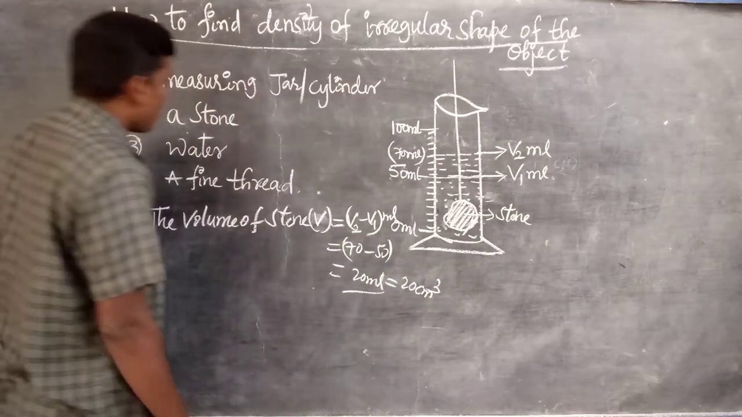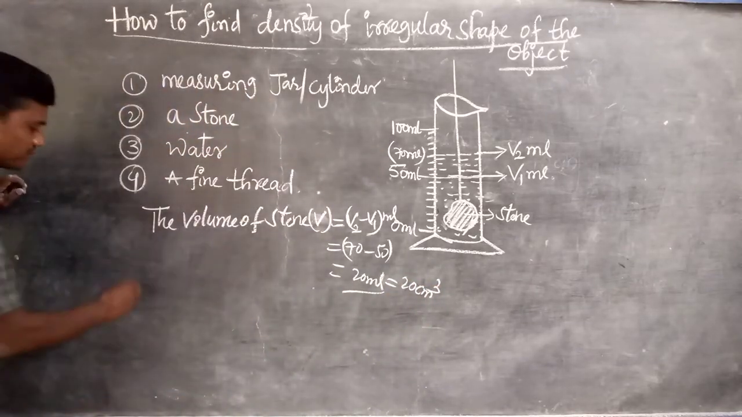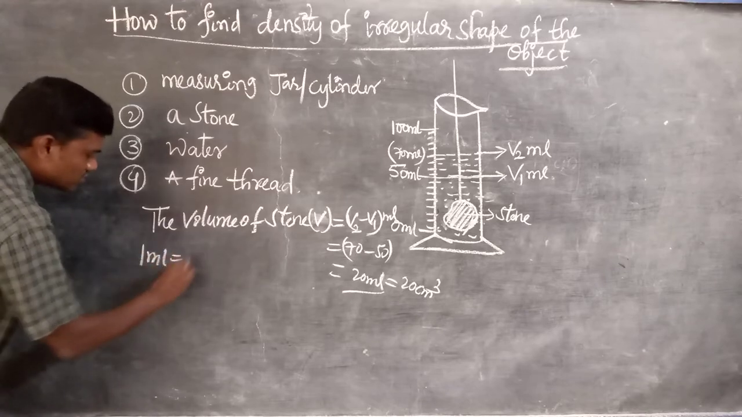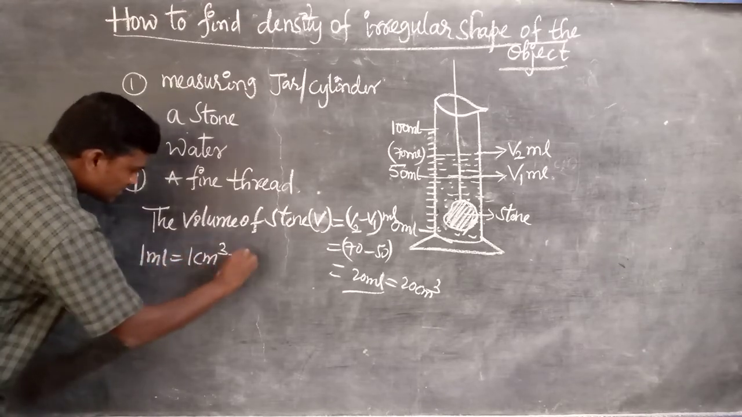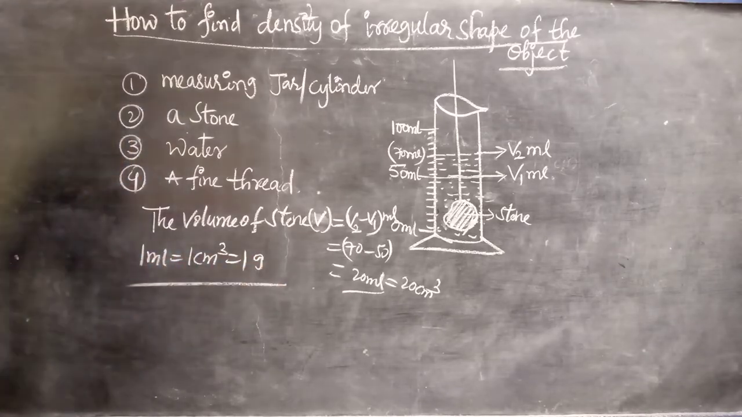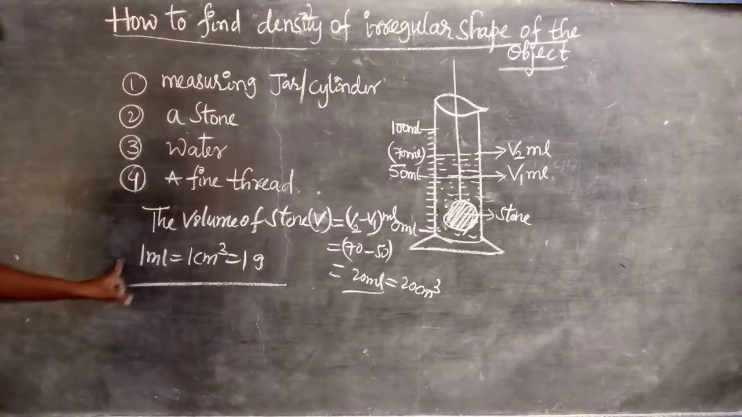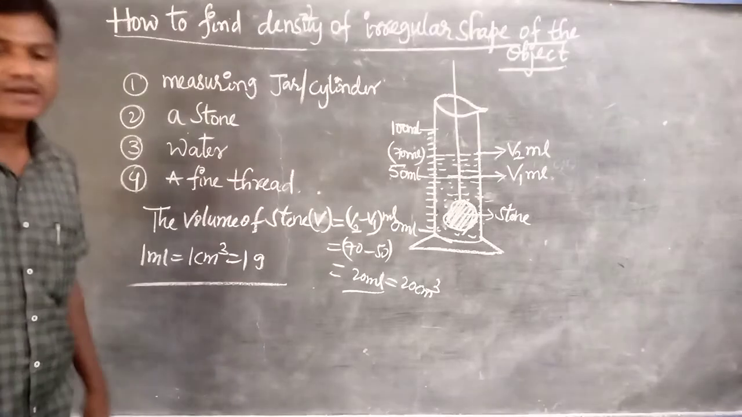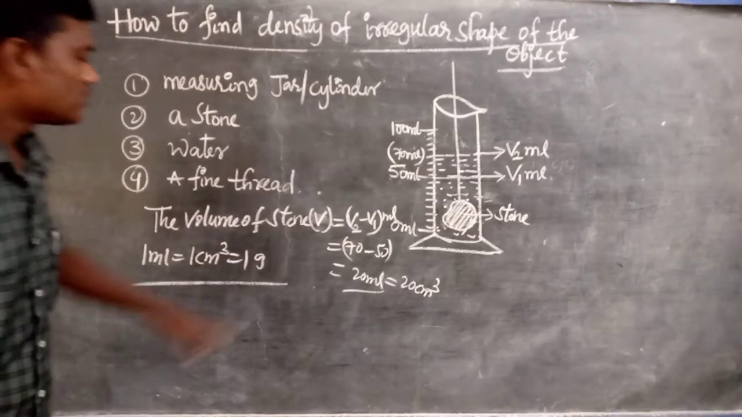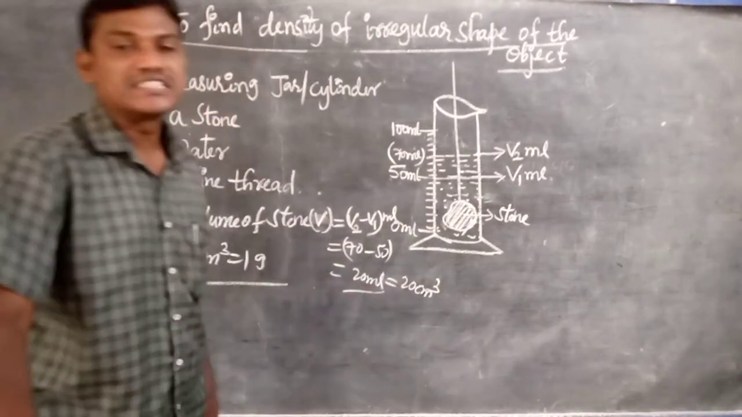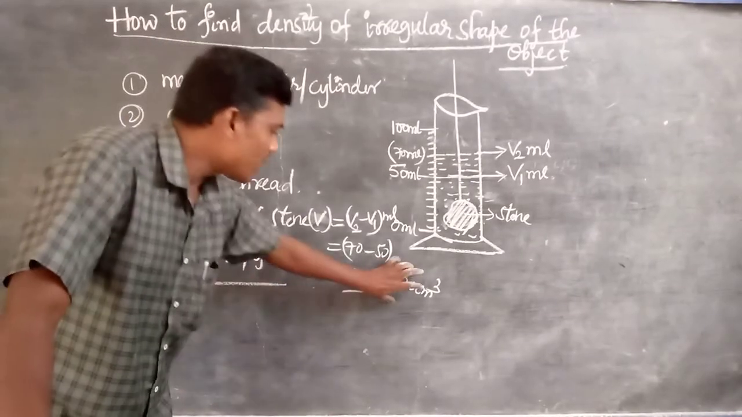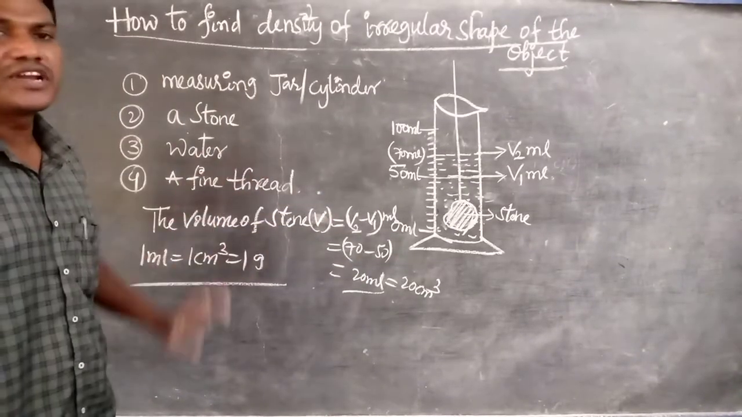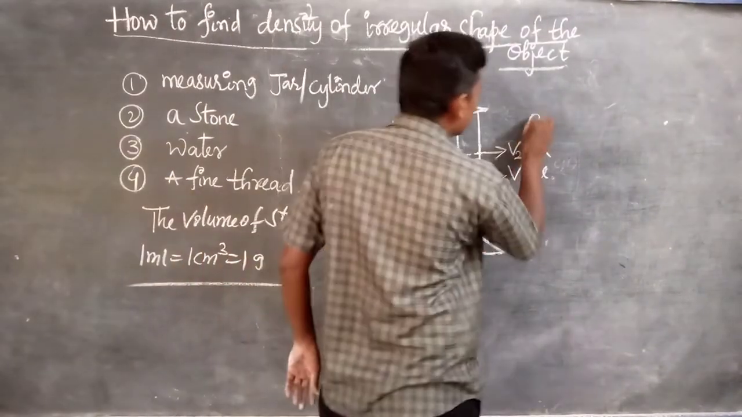Why? Because according to the floating bodies concept, 1 ml is equal to 1 centimeter cube. That is equal to 1 gram. So 1 milliliter is equal to 1 centimeter cube, that is equal to 1 gram. That's why 20 ml is nothing but 20 centimeter cube. That's why what is the volume of the stone? 20 centimeter cube.